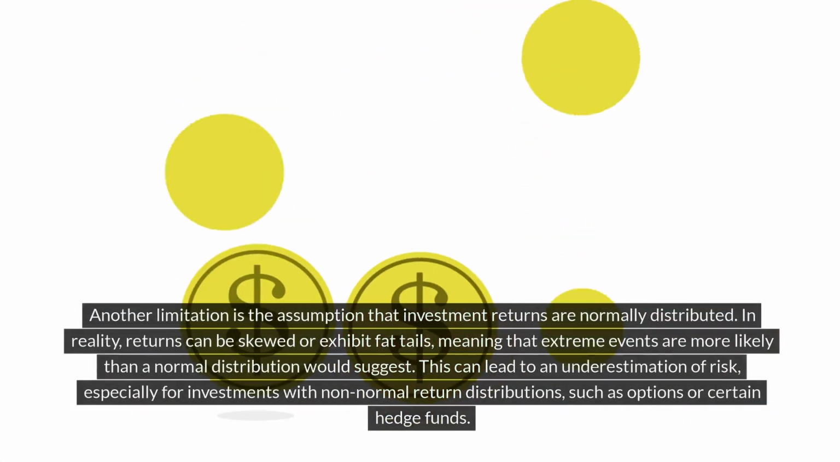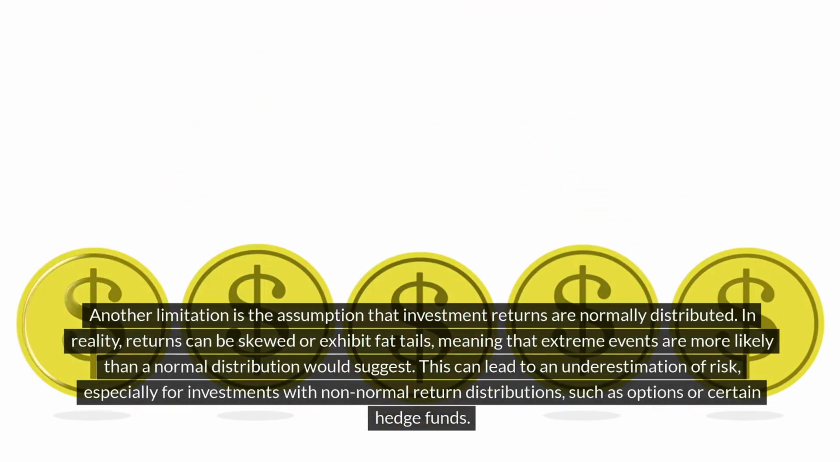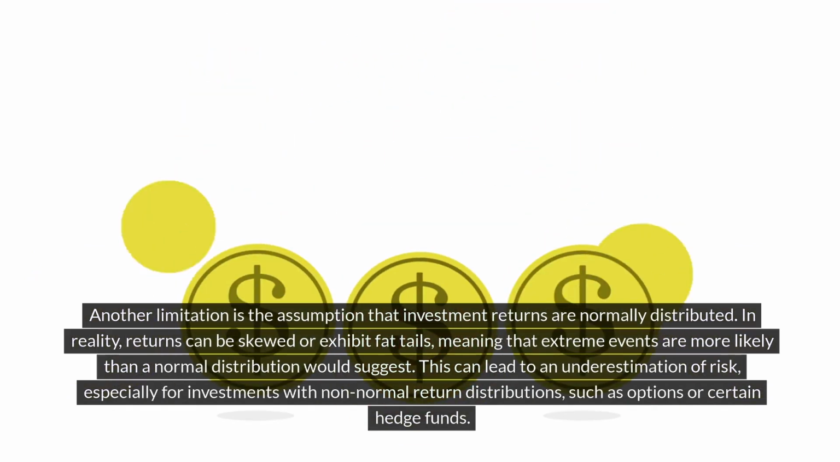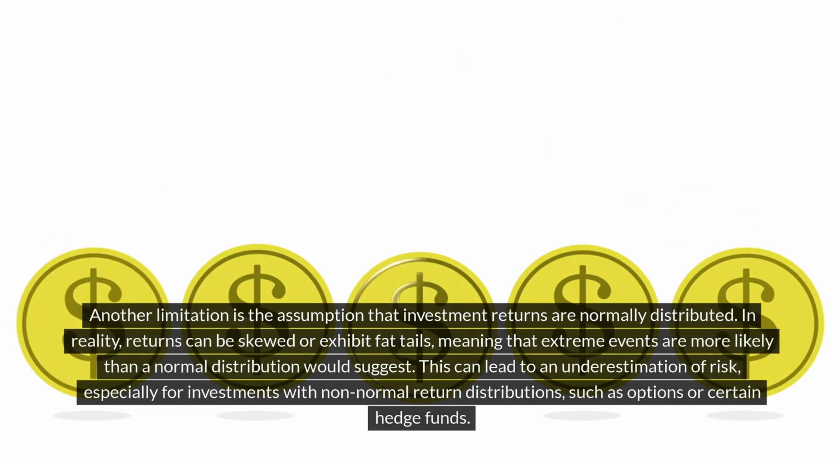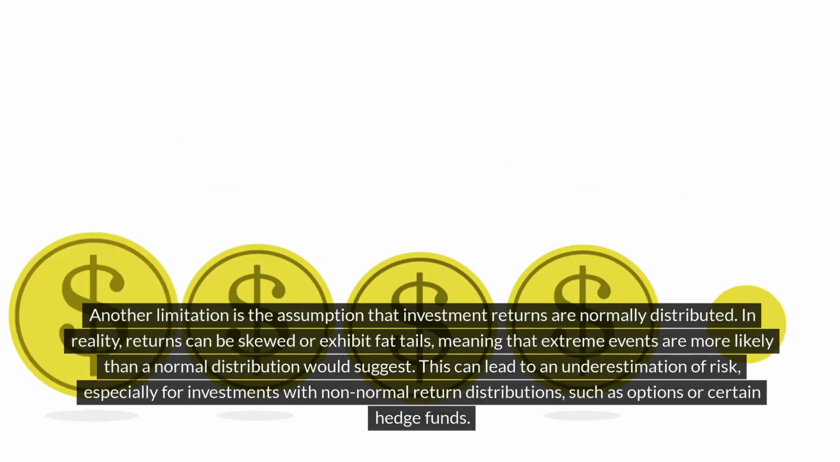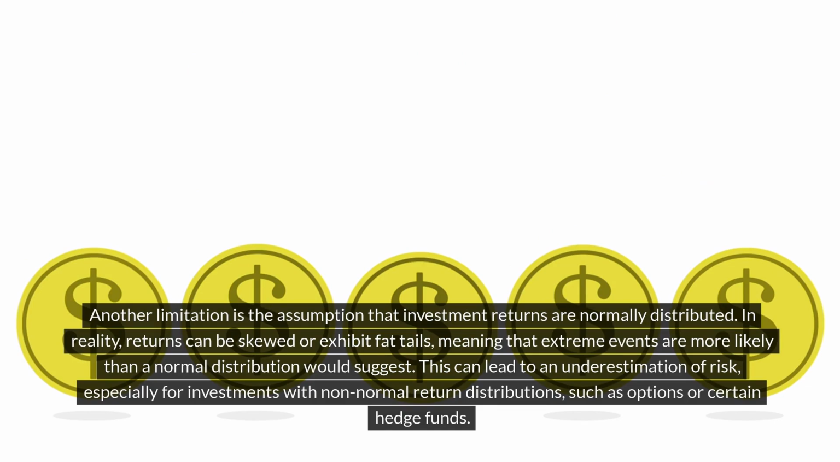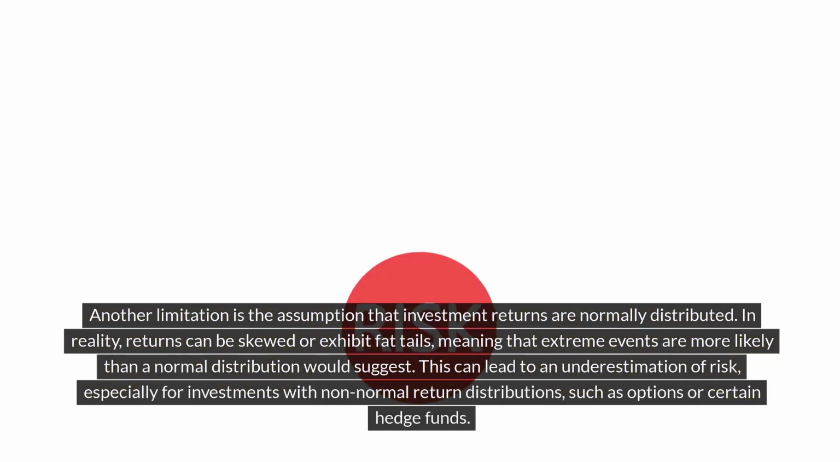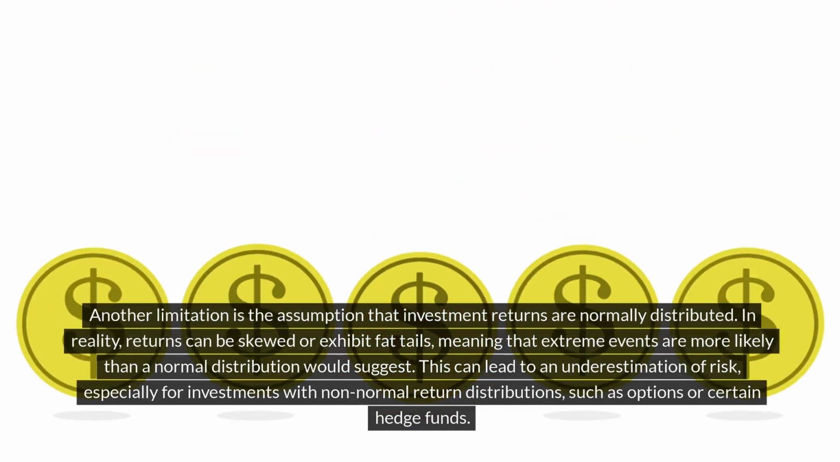Another limitation is the assumption that investment returns are normally distributed. In reality, returns can be skewed or exhibit fat tails, meaning that extreme events are more likely than a normal distribution would suggest. This can lead to an underestimation of risk, especially for investments with non-normal return distributions, such as options or certain hedge funds.